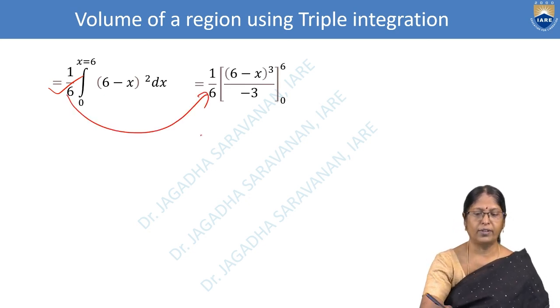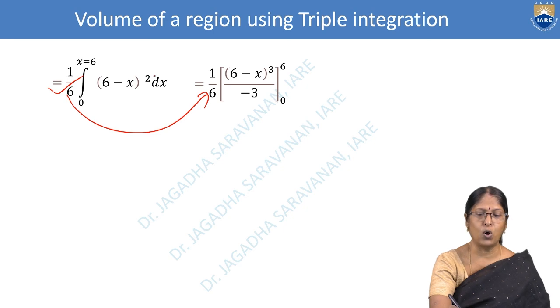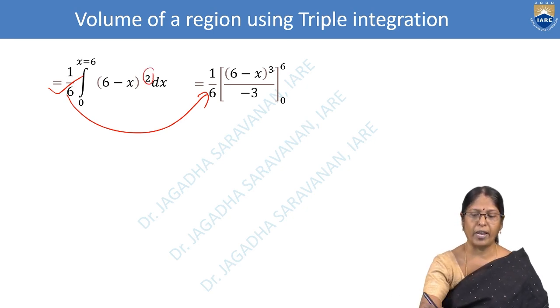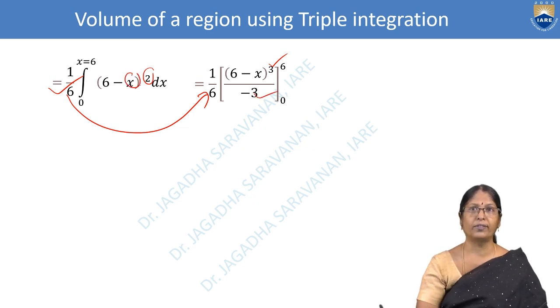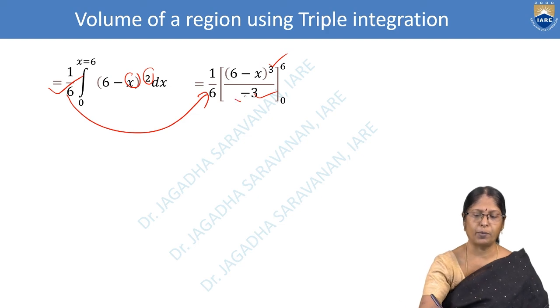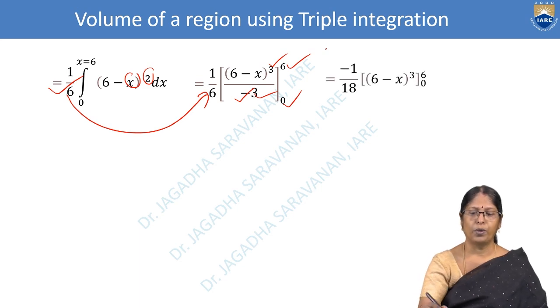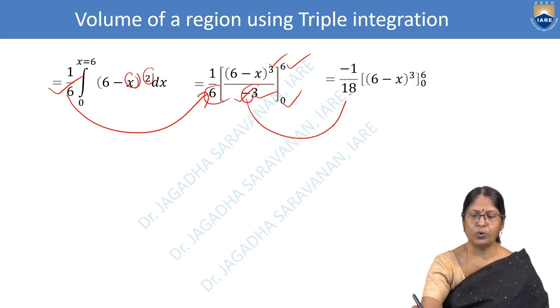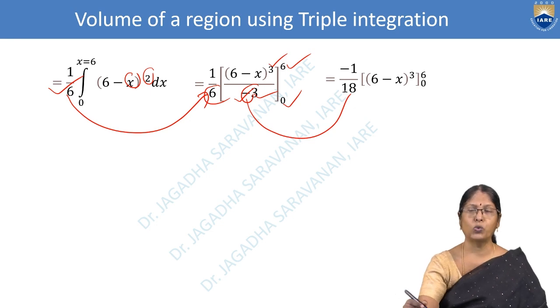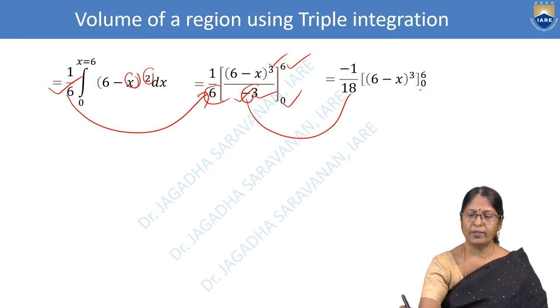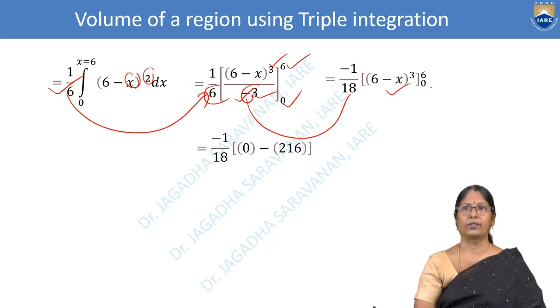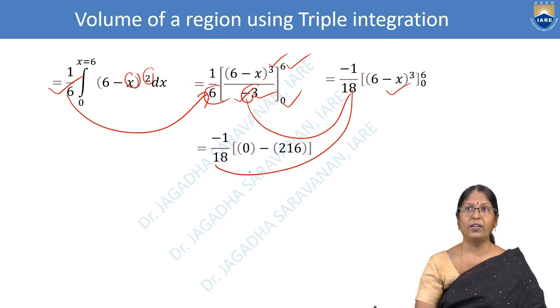This is written as it is. So 6 minus x the whole square, n is 2. We know n plus 1, that is 3. Here also 3, but the x coefficient is there, that is minus 1, for that purpose this minus. So 0 to 6. This 6 and minus 3 put together, it is 18, that is minus 1 by 18, 6 minus x the whole cube, 0 to 6. So upper limit is 6, that is 6 minus 6, we are getting 0.